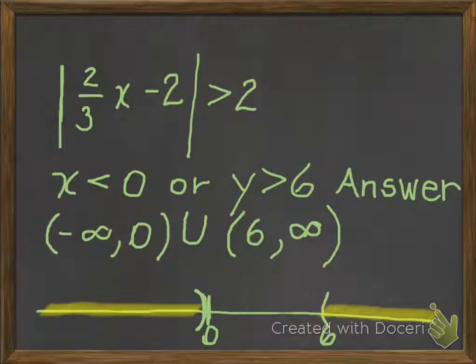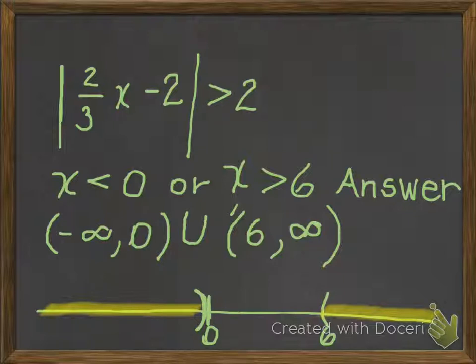So the solution to our absolute value inequality is x is less than 0 or x is greater than 6. I'm sorry, that should say x is greater than 6. Now you can see graphically what this looks like. x less than 0 is the region to the left. x greater than 6 is the region to the right.